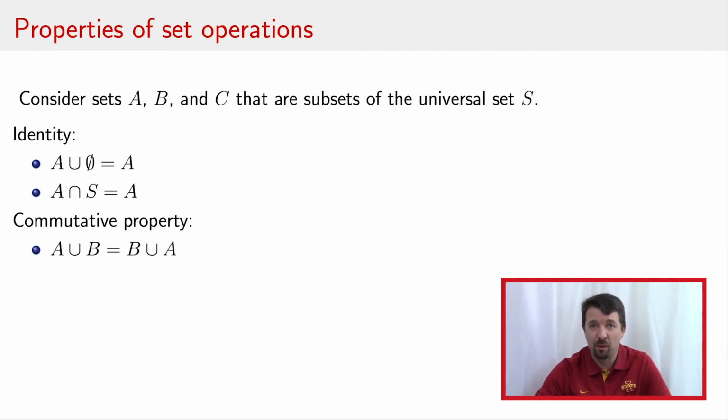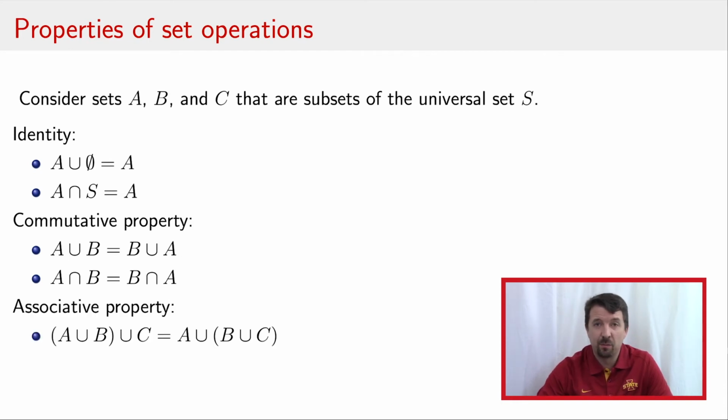We have a commutative property in terms of order mattering or not. So for unions, order doesn't matter. You can take A union B and B union A. It doesn't matter for intersections, same thing. But it does matter for set differences, right? And therefore for complements as well.